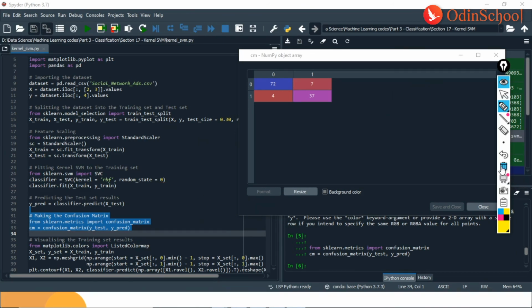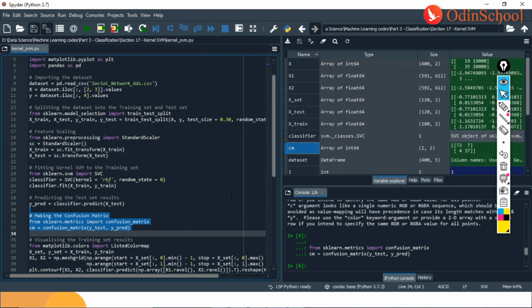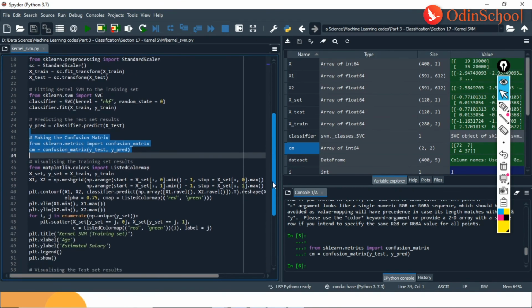But then as we go ahead and try to come up with a plot for the training set and the testing set respectively, we would be able to visualize and understand the difference between RBF and a linear classification using SVM. And here the only difference that would come up is the kernel would change to RBF.